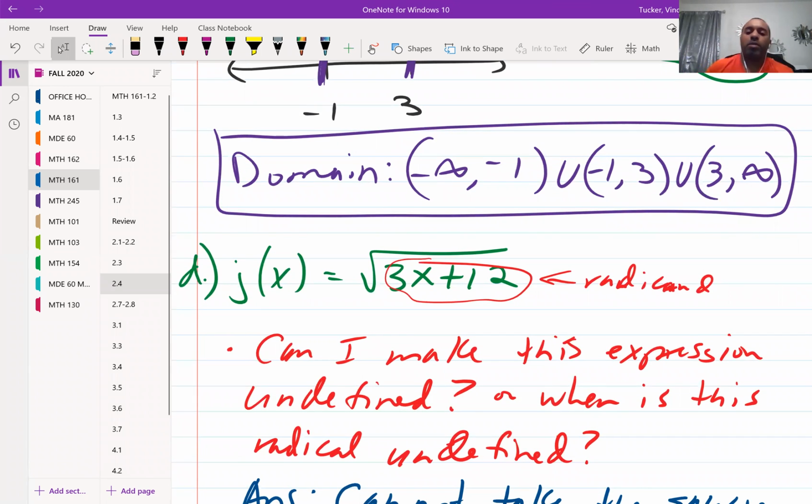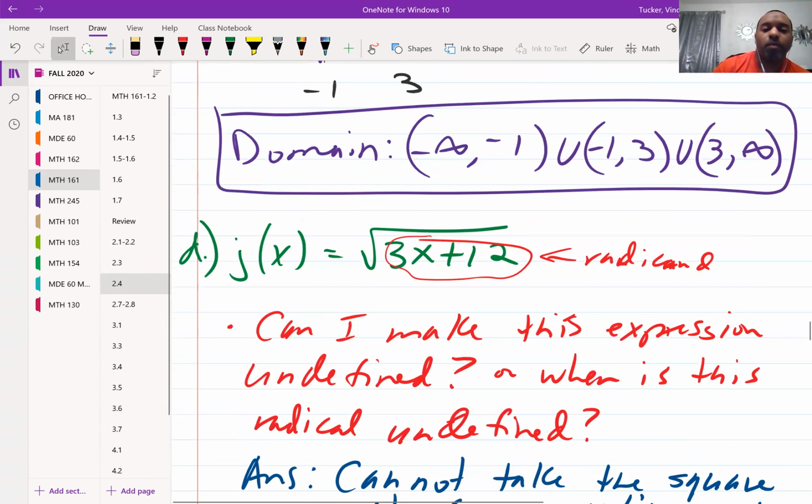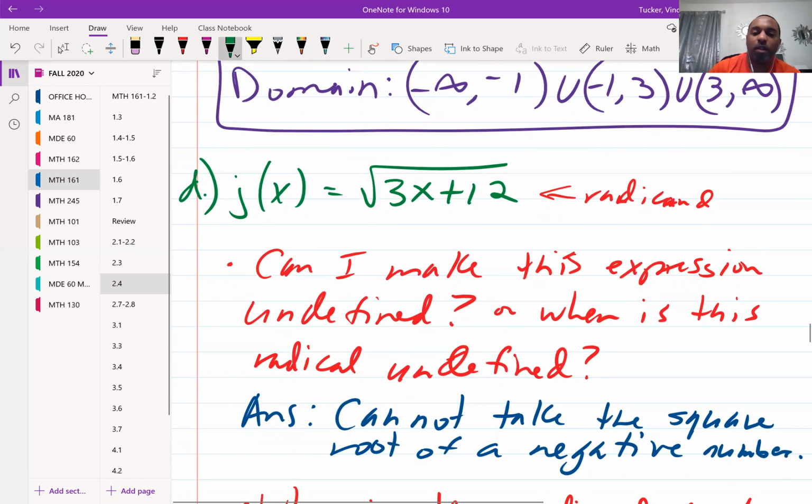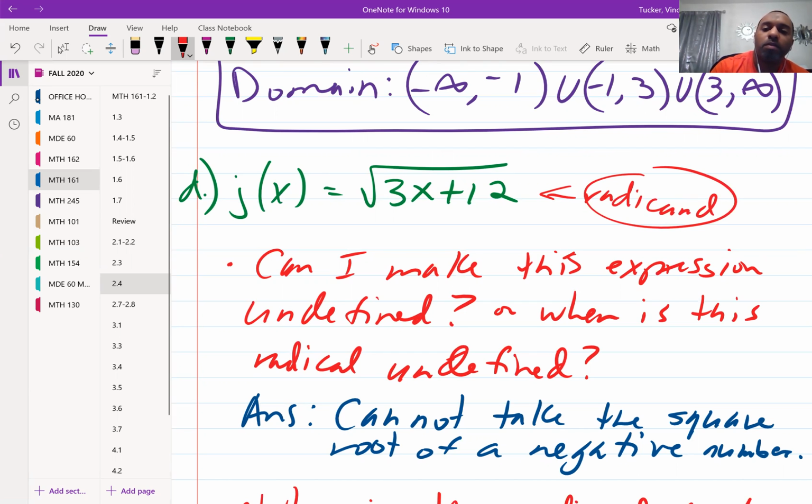All right. So the next one, I believe that's the last one like this. We have the square root of 3x plus 12. And it says, can I make this expression undefined? In other words, when is a radical undefined? You cannot take the square root of a negative number. And here I was just emphasizing that what's under the radical is called the radicand. This is the radical, and what's under it is the radicand.